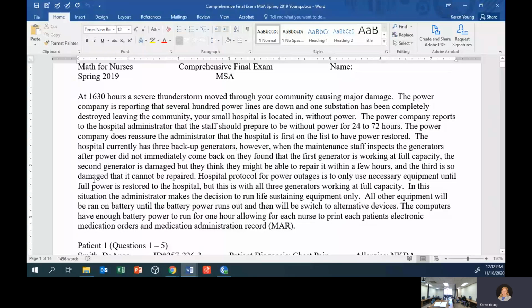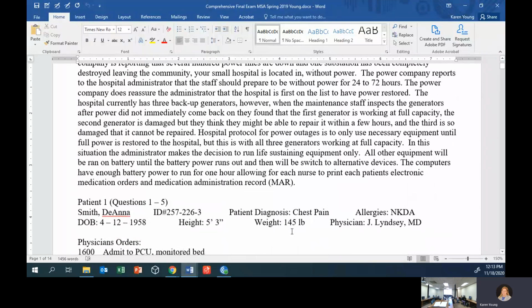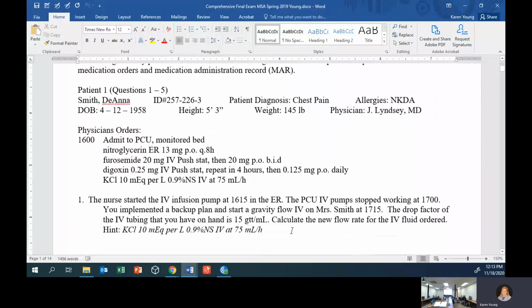Read the scenario first. Read this paragraph first, because some of these questions will refer back to what's going on at the hospital during this severe thunderstorm. And then you have patient 1. These are the physician's orders. Each one of these is a different order, okay? They were admitted to the PCU on a monitored bed.